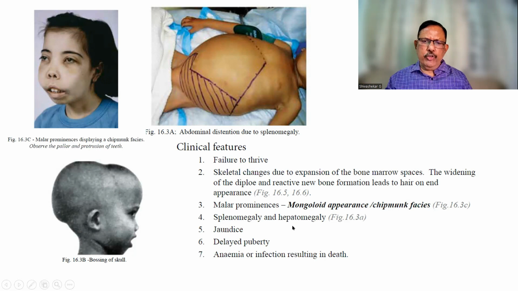Splenomegaly and hepatomegaly are compensatory. Jaundice is due to hemolysis, puberty can be delayed due to malnutrition, and anemia and infections are common. This facial representation is called mongoloid faces or chipmunk faces. Look at the frontal and the occipital bossing of the skull in this case, and the hepatosplenomegaly in a patient with beta thalassemia.